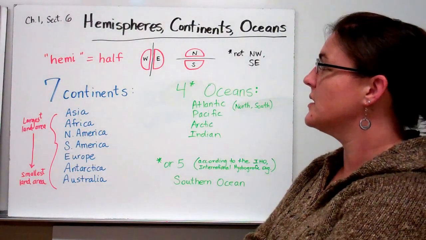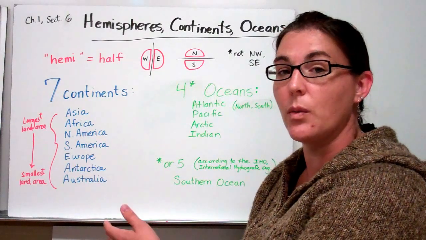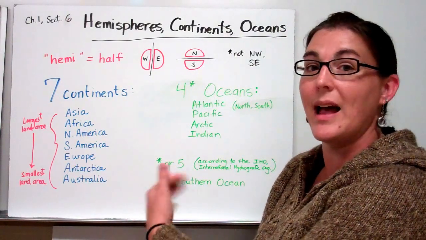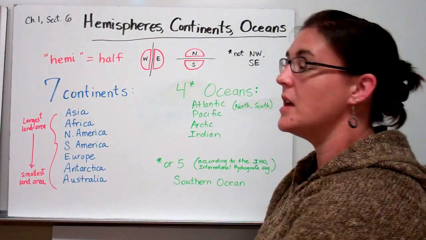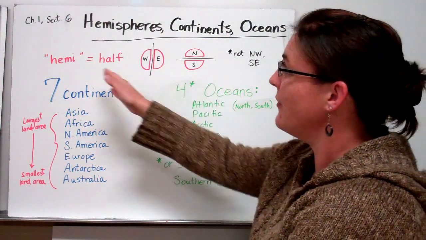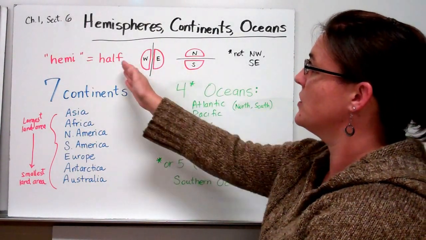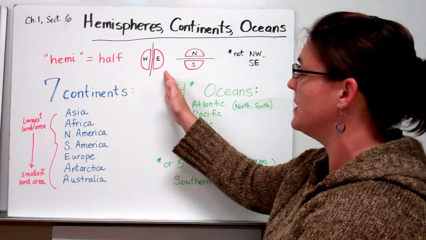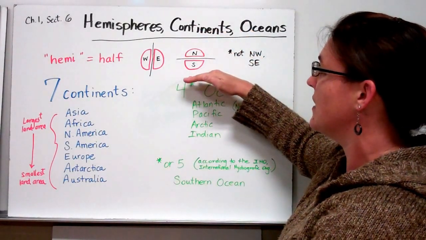The next section is on hemispheres, continents, and oceans, and I know that you've been learning those for a while now, so I just wanted to remind you how we come about with creating those hemispheres. We divide the Earth in half, and hemi means half. And the prime meridian, remember, divides the Earth into the western hemisphere and the eastern hemisphere, while the equator divides the Earth into the northern hemisphere and the southern hemisphere.